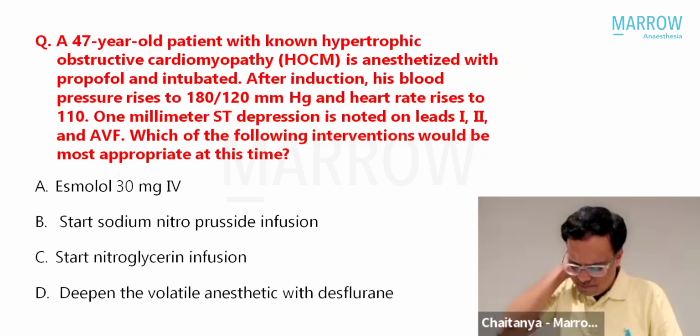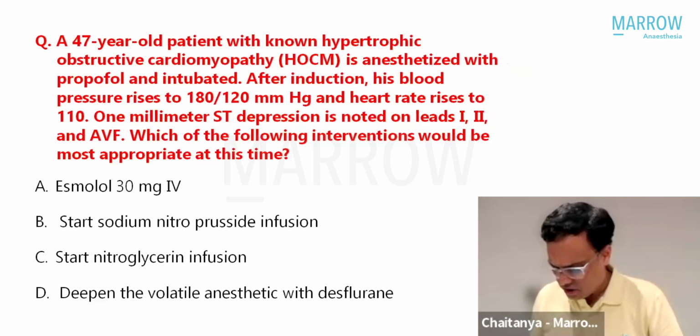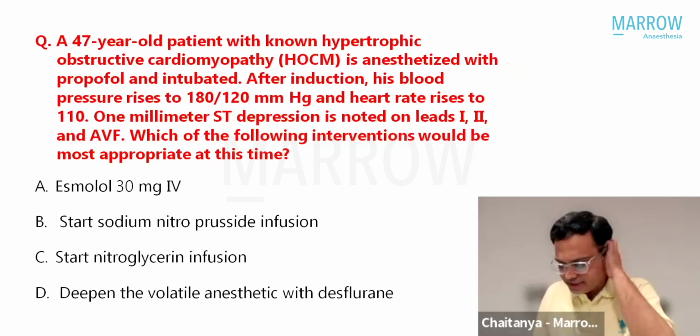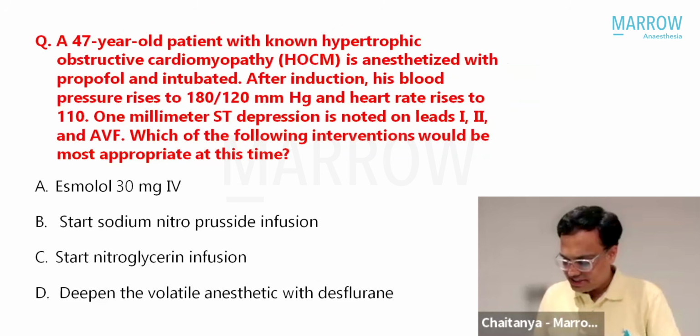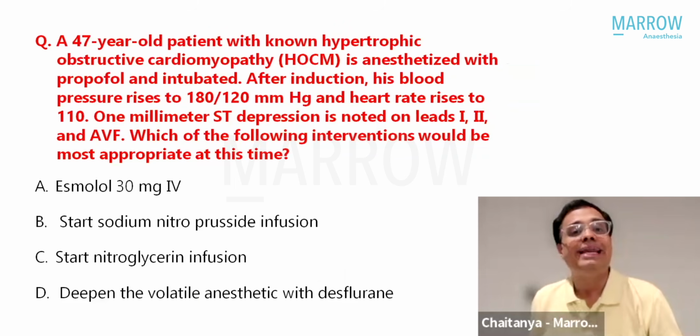A 47-year-old male patient with a known history of hypertrophic obstructive cardiomyopathy is anesthetized with propofol and intubated. After induction, his blood pressure rises to 180/120 and heart rate rises to 110. 1 millimeter ST depression is noted. Which of the following interventions is most appropriate at this time?